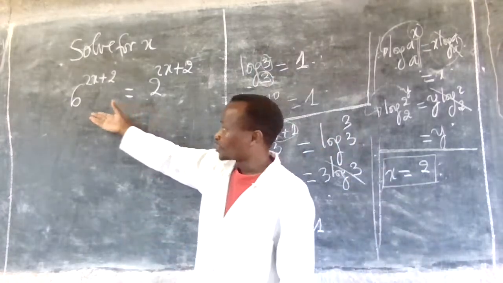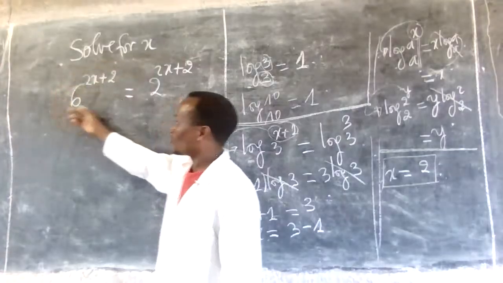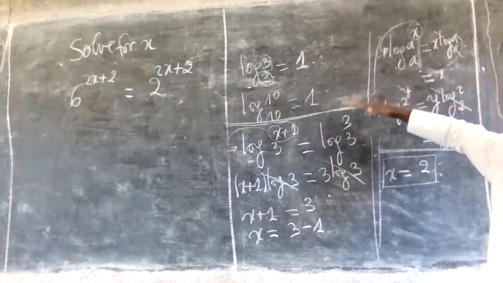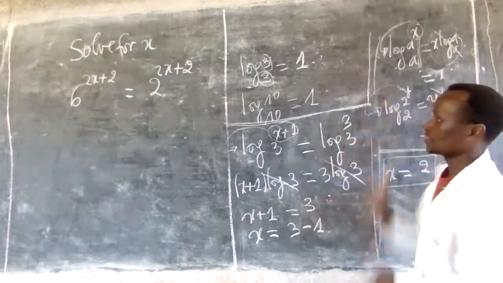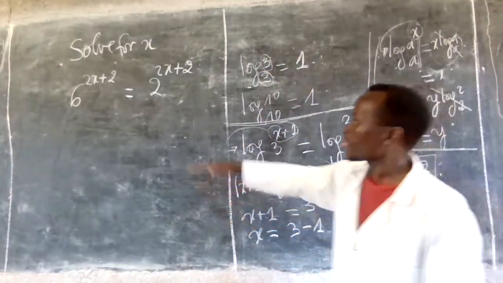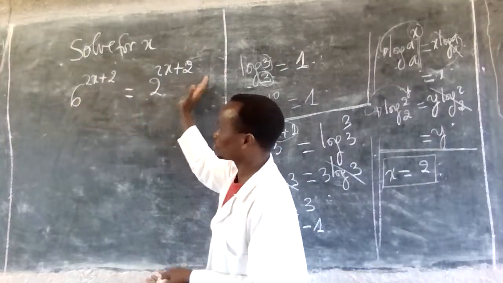I gave you this question. You have to think about this. What are you going to do? After seeing how we should solve exponential equations, I showed you two methods of solving exponential equations. So now we are going to see how we should solve this one.